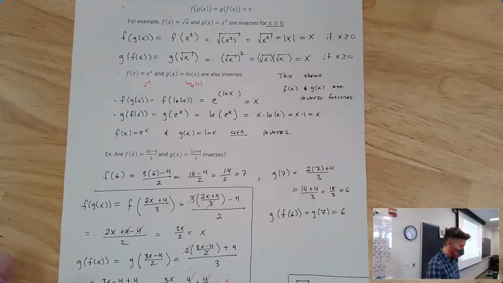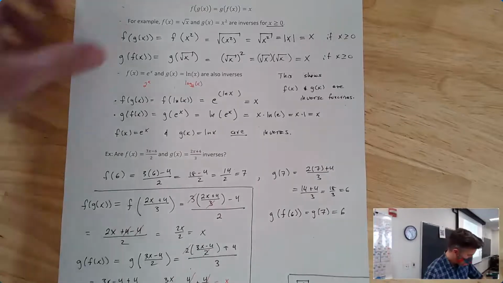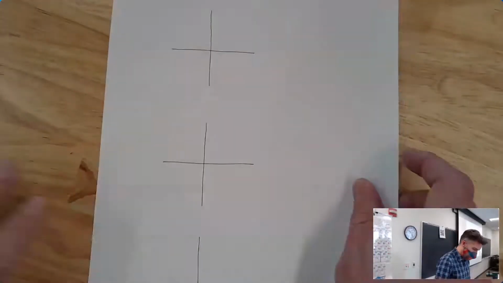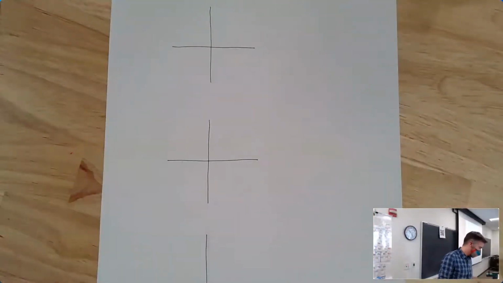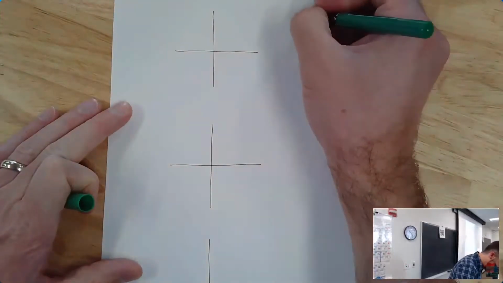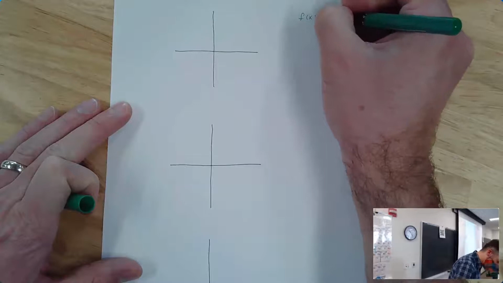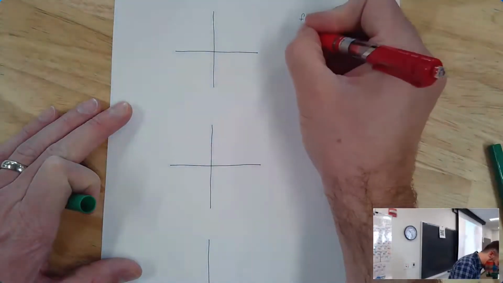I do want to show you one more thing about all these functions, and I want to show you their graphs, because their graphs have a special property when the functions are inverses. So let me do this here. I'll look at the first one. The first one was, and let's do some colors here, f of x equal to the square root of x, and g of x was equal to x squared.